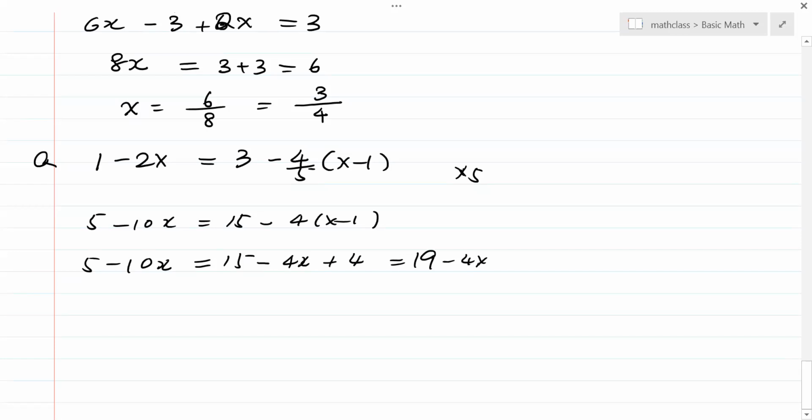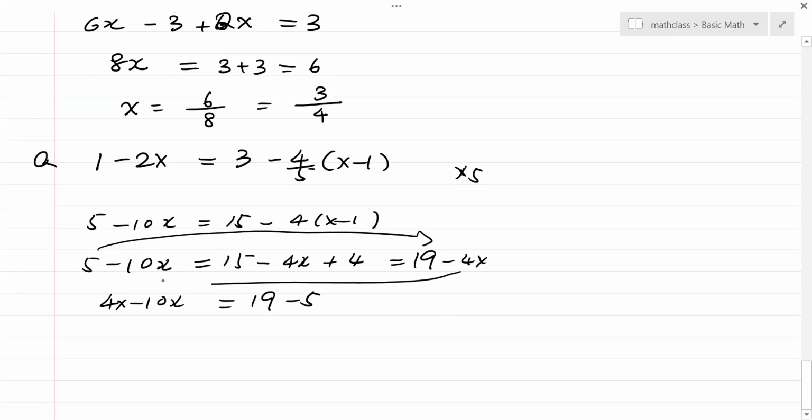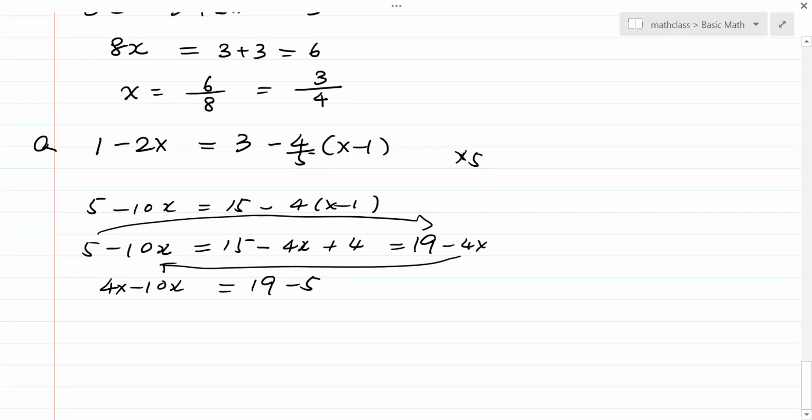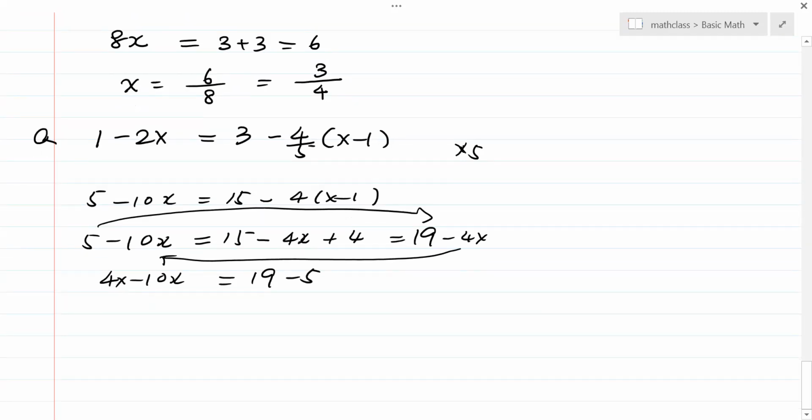Okay? It depends how you move it, right? You can move 5 over to the right hand side and -4 over to the left hand side. So 4x minus 10x equals 19 minus 5. Right? Because this has to go there and that has to go here. So it changes the sign. -4x becomes positive 4x. So this will be -6x here, and that's going to be 14.